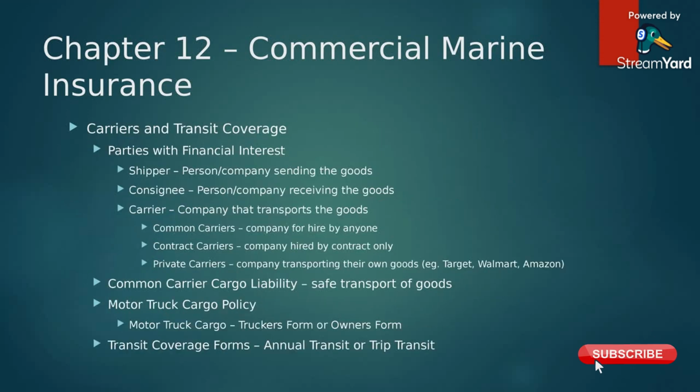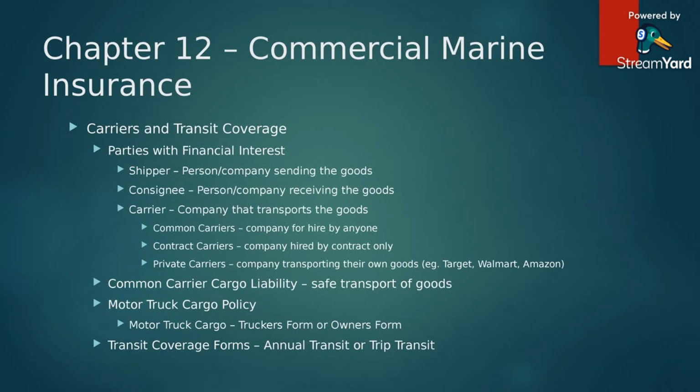And then the last and largest section of commercial inland marine coverage is going to be carrier and transit coverage. This is the oldest form of inland marine coverage. Transportation coverage is available to cover the exposures of the shipper, the carrier, or the consignee of the goods. So the 3 parties that are going to have financial interest in carrier and transit coverage: the shipper, this is the person or company that is sending the goods; the consignee, this is the person or company that is receiving the goods; and then the in-between, which is going to be the carrier, the company that transports the goods.